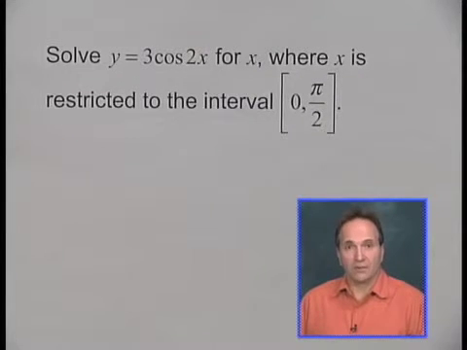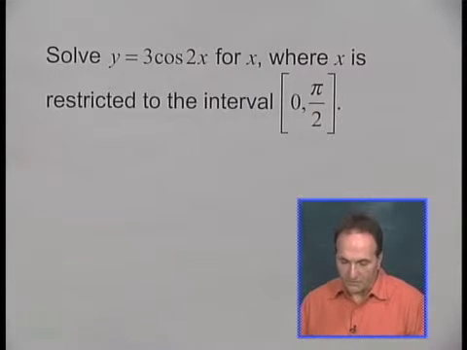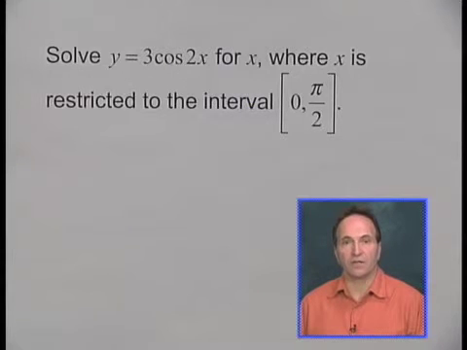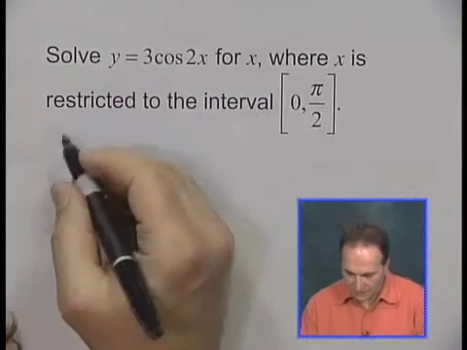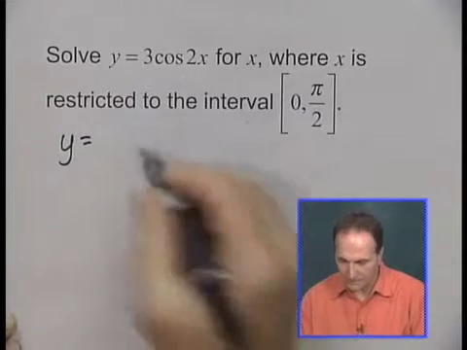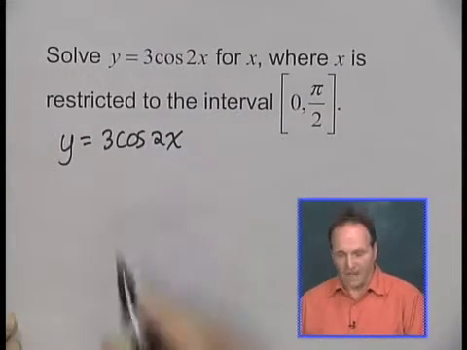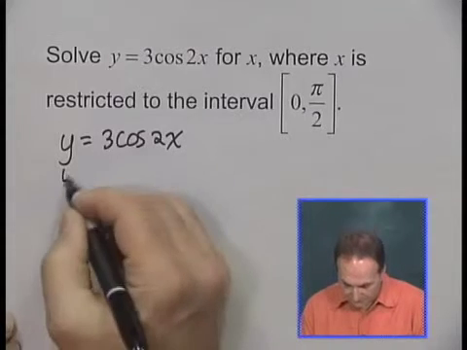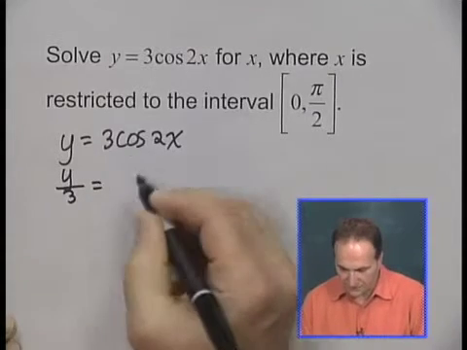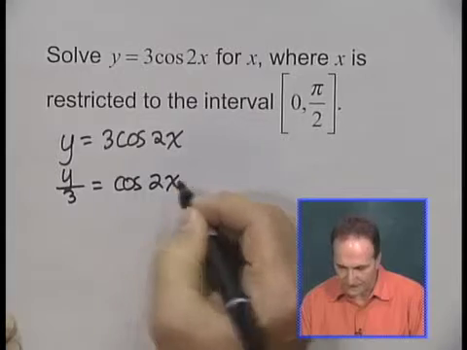Solve y equals 3 cosine 2x for x, where x is restricted to the interval 0, pi over 2. So to solve this, we want to isolate the cosine of 2x. So we have the equation y equals 3 cosine 2x. I divide each side by 3. Y divided by 3 equals the cosine of 2x.